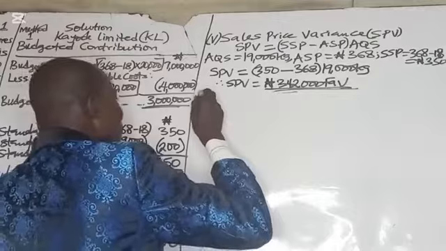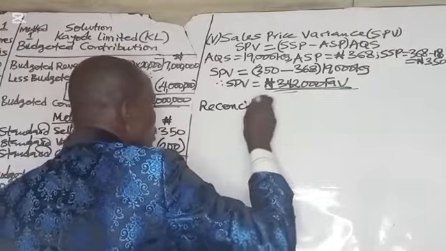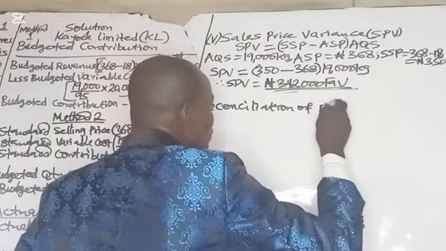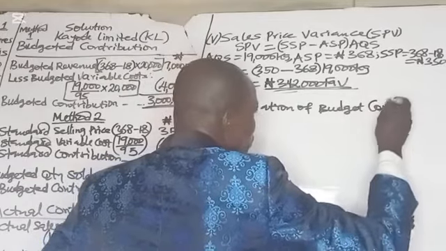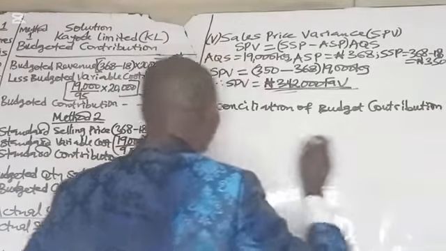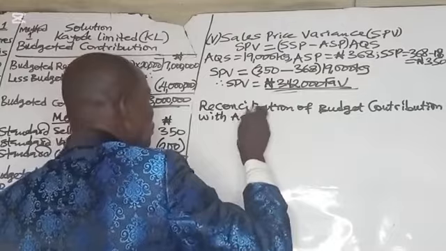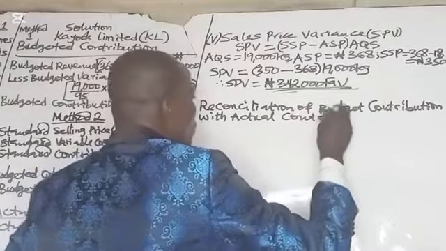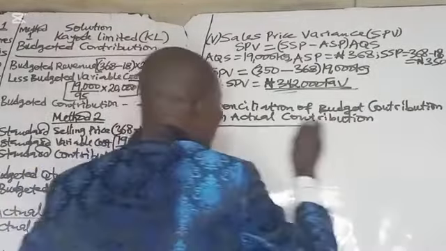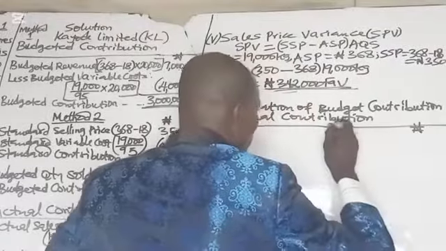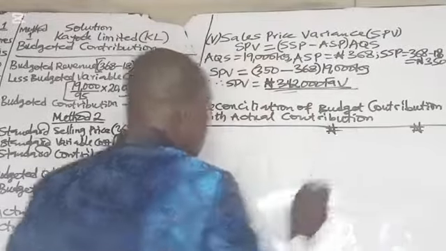Now, we have to prepare the reconciliation of budgeted contribution with actual contribution. We want to reconcile the budgeted contribution with actual contribution. So you have the budgeted contribution as calculated. Our budgeted contribution, we have 3 million naira.